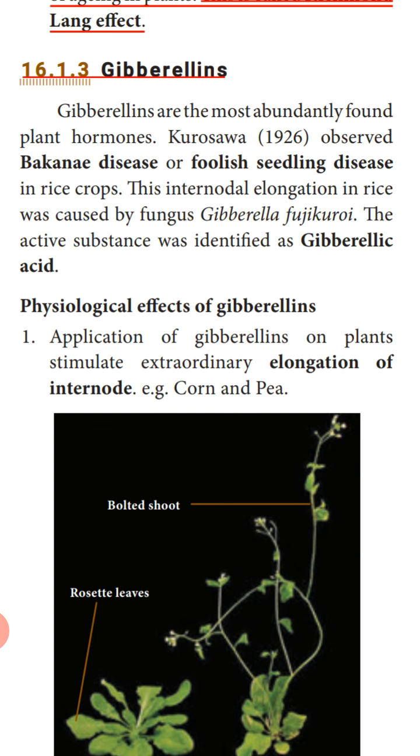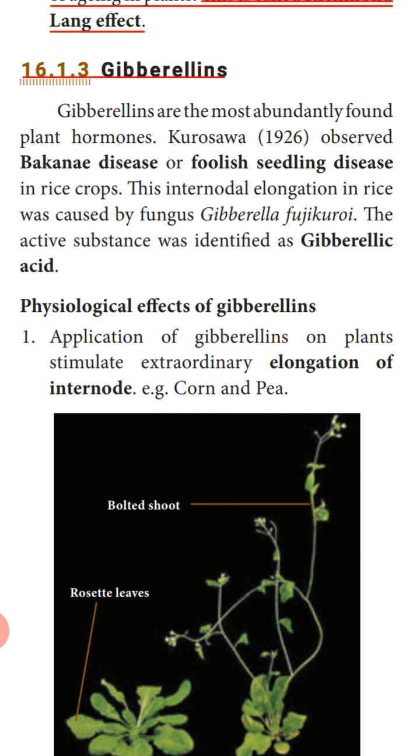Now among all the 5 plant hormones, the most abundantly found plant hormone in the plant is gibberellins. Okay, so gibberellins are the most abundant, which means they are found in large quantity in the plant. Kurosawa in 1926 observed Bakanae disease or foolish seedling disease in rice crops. So this is related to the discovery of gibberellins.